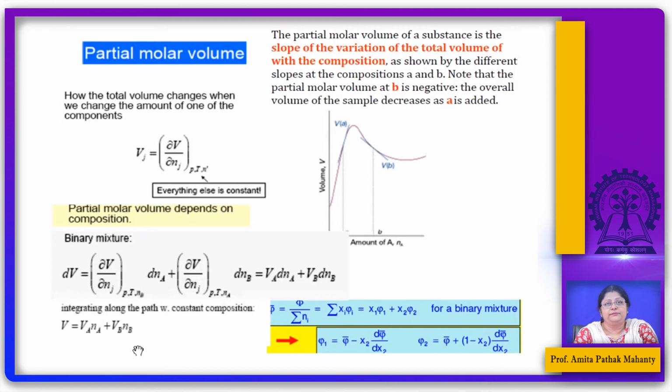I hope we have understood that molar volume is going to be composition dependent. You can have a negative value of partial molar volume. And if the partial molar volume is negative, that means the total volume is going to decrease at that particular composition for that particular species being added. Am I clear? Yes, ma'am. Okay.